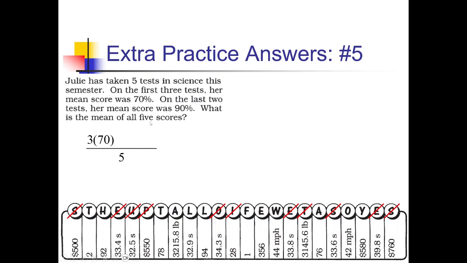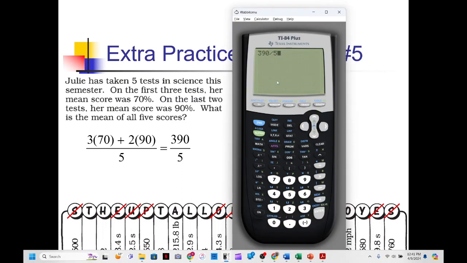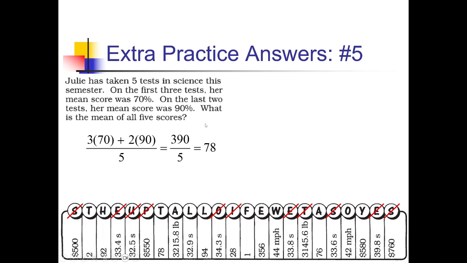And then the last 2 tests, mean score was 90, so we'll add 2 times 90. So that's going to be 210 plus 180, which is 390. And then let's divide that on the calculator. So 390 divided by 5, that gives me 78. So average of 78 for all those tests.